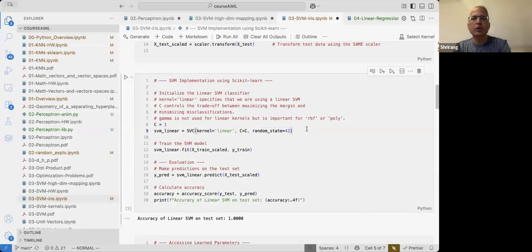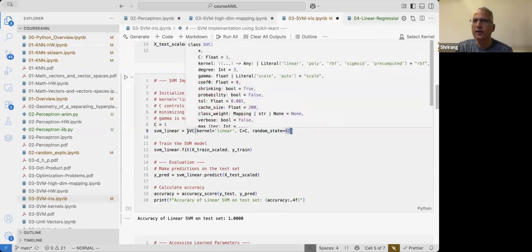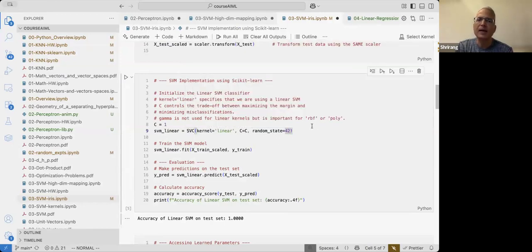So if you look at what I did out here, I set C equal to 1. In this model, I gave it a bunch of parameters. Random state equal to 42, you guys know what that is, right? C equal to 1, that C is this guy. It is telling us how much importance we want to give the slack variables versus the margin in our objective function, right?